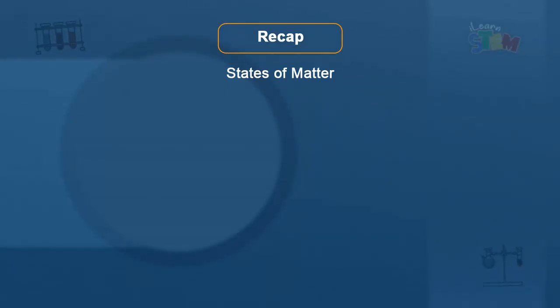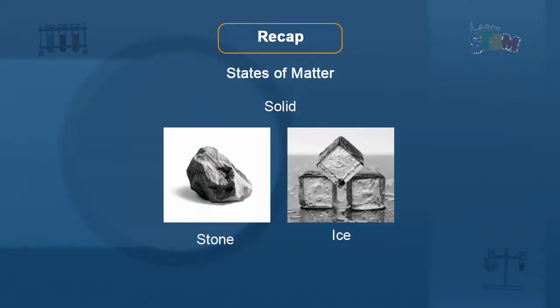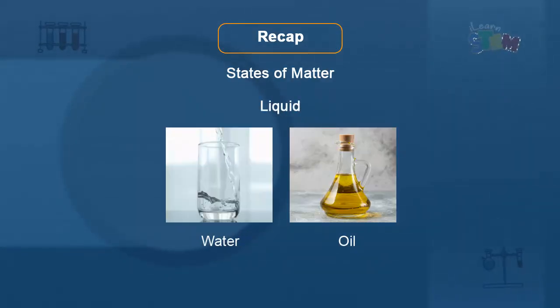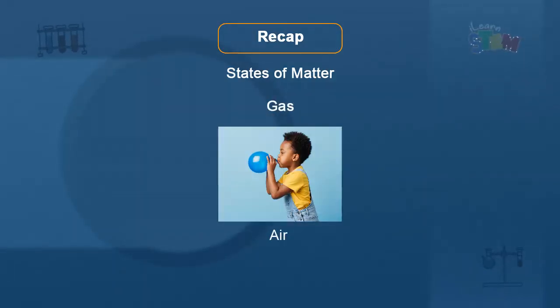In our previous class, we explained the states of matter. We learned that matter exists in 3 common states: solid, liquid, and gas. Examples of solids include stone and ice. Examples of liquids include water and oil. Examples of gases include air in a balloon. Each state of matter behaves differently because of the arrangement and movement of its particles.